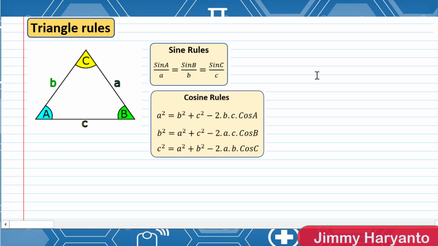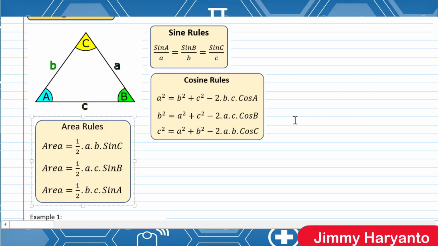Next is the cosine rule. So we have this formula: a square equals b square plus c square minus 2bc cos A. b square equals a square plus c square minus 2ac cos B. c square equals a square plus b square minus 2ab cos C. It depends on what you want to find. If you want to find a, you can use this one. If you want to find b, you can use this one. But it's all the same, so you only have to memorize one of them, I think.